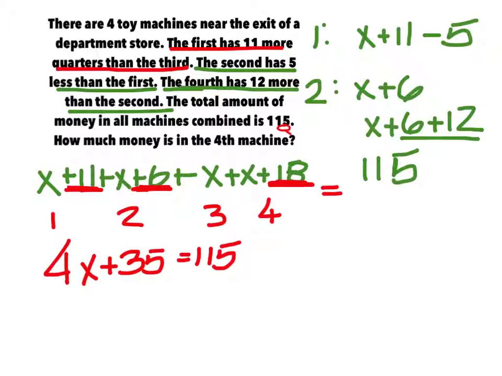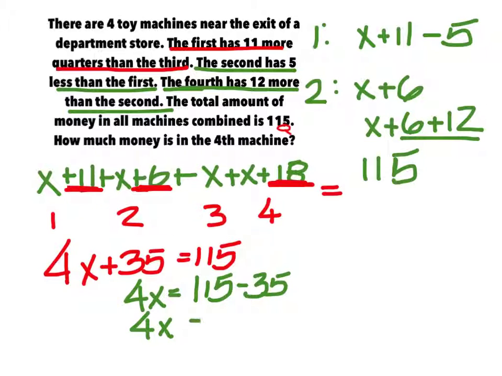What do I do with that plus 35? Yeah. You would subtract 115 from 35. 115 minus 35? Yeah. And what is 115 minus 35? 80. It's 80. So 80 divided by 4 is 20.